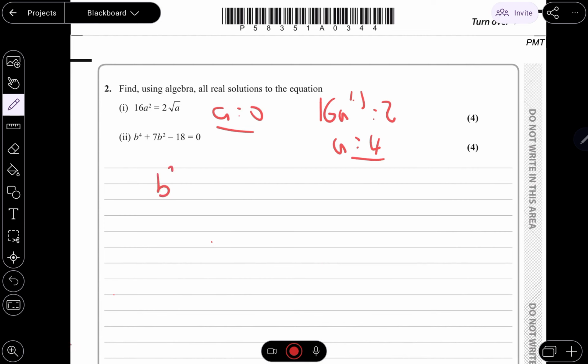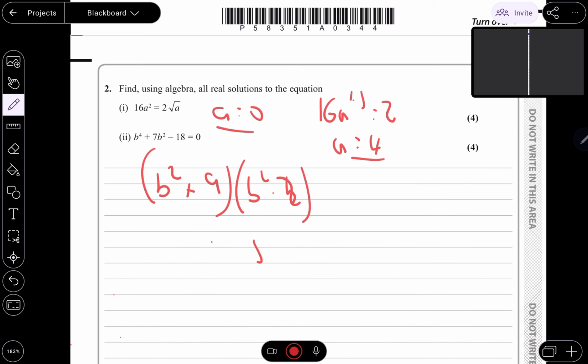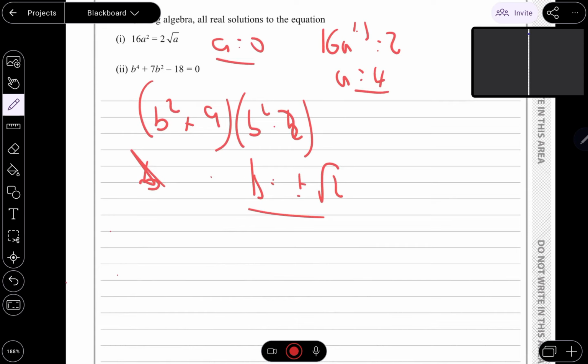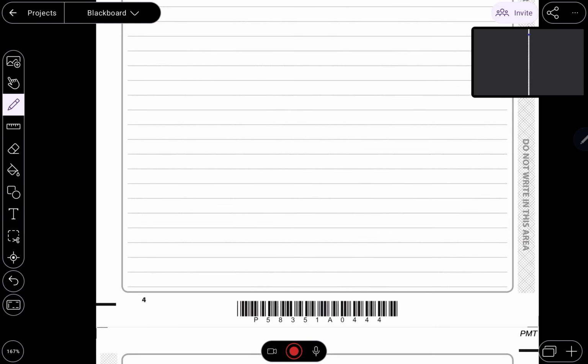And then this factorizes to b minus 9, or is it plus, and then b squared minus 2, something like that. So b is plus or minus, don't know what happened there, plus or minus root 2, and b is not any solutions over there. They're not real. Good, so we'll end up with those two things there, and then we're done.